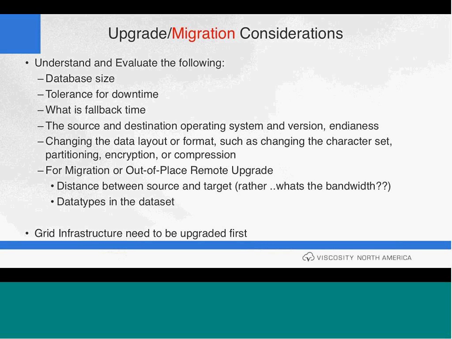Remote, like we mentioned, the distance between source and target is a huge factor, specifically the bandwidth. The data types in your data set may include some that are not supported by replication tools such as Golden Gate or dbVisit, which rules out that option. And a really important point at the bottom is that the infrastructure needs to be updated first.